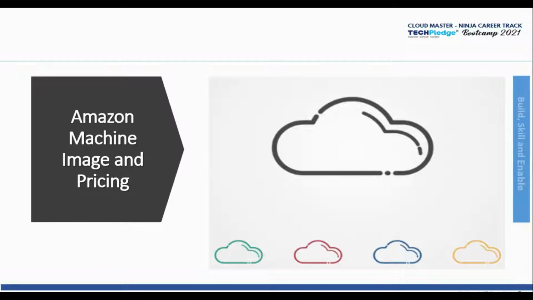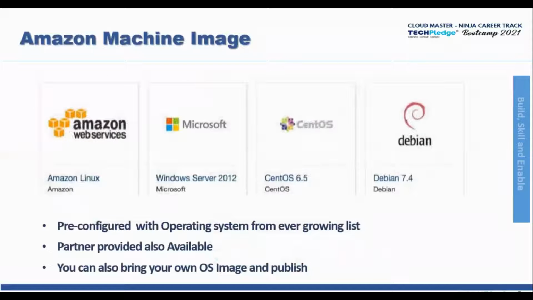So welcome back. The next part we are going to look at is Amazon Machine Image and pricing. So what is basically an Amazon Machine Image? AMI is a special type of virtual appliance that is used to create a virtual machine within Amazon EC2. It serves as the basic unit of deployment for the services used for EC2 delivery. So next is AMI and how it works.